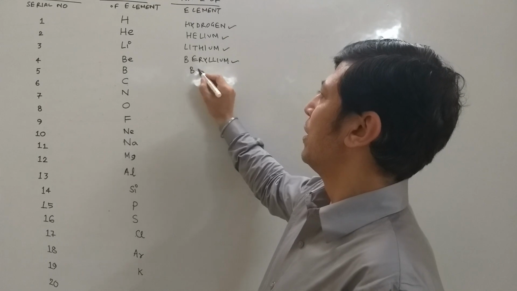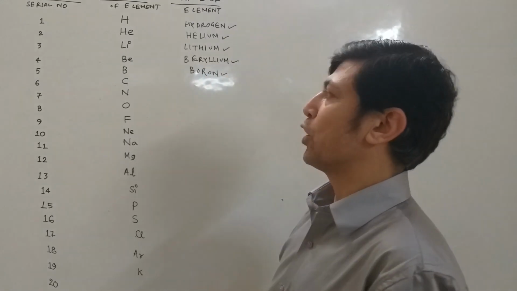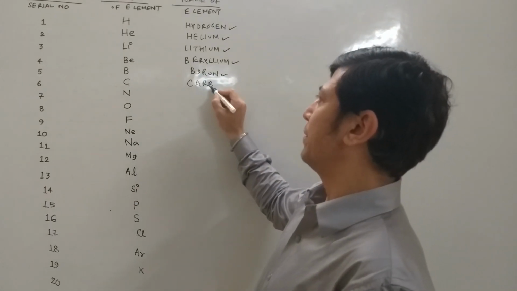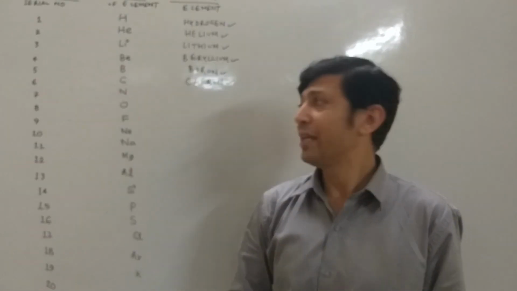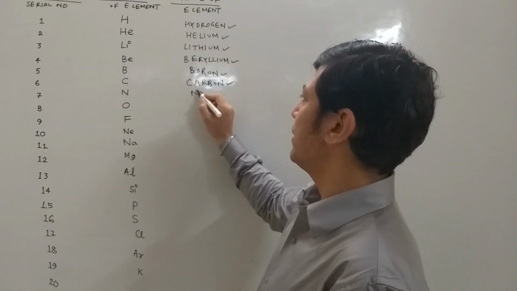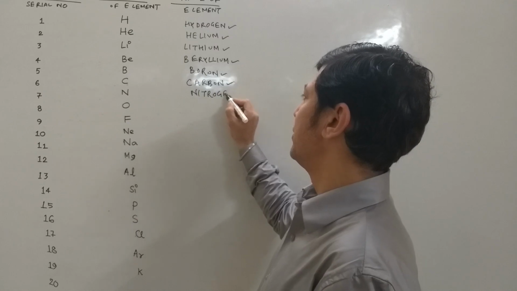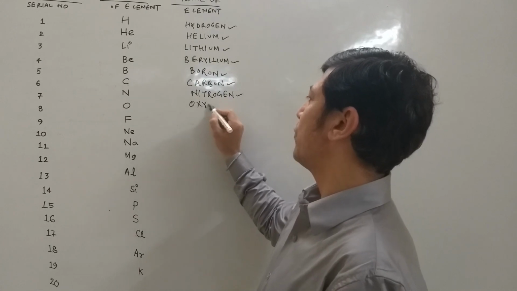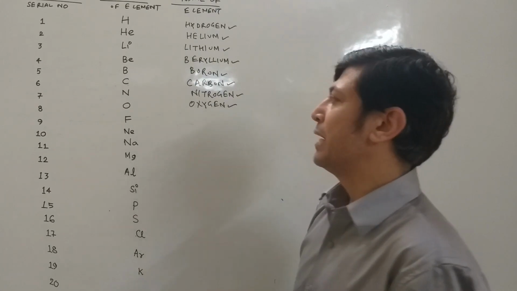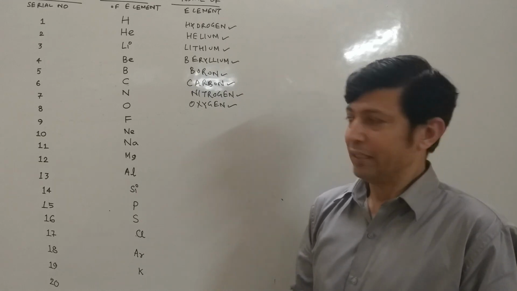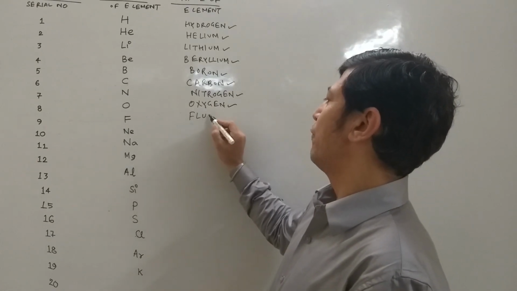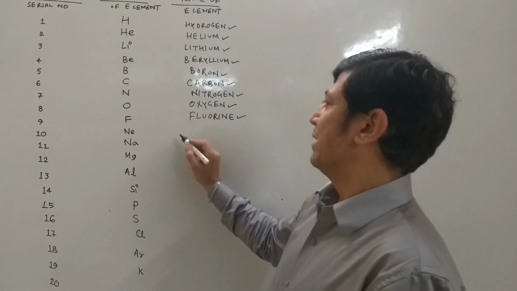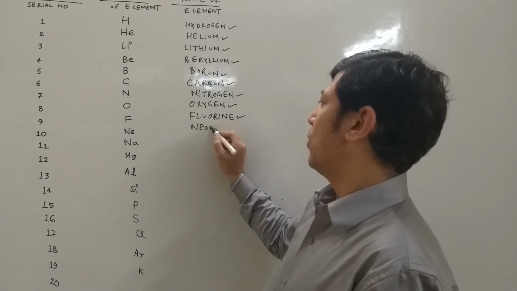Fifth, atomic number 5 is B. B stands for boron, right? Atomic number 6 or serial number 6 is C. C for carbon. Then seventh is N. N for nitrogen. Eighth, atomic number 8, is O for oxygen. Then atomic number 9 is F. F for fluorine. Then 10 is Ne. Ne is neon. Got it?